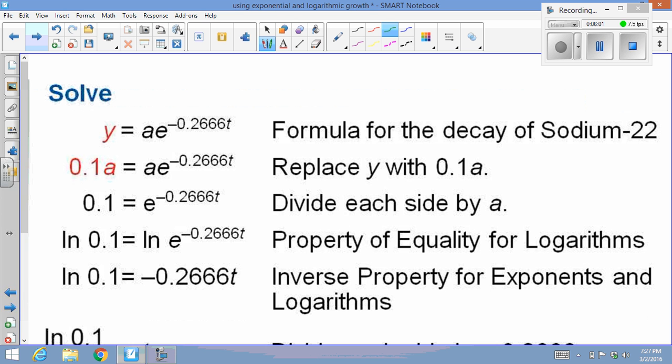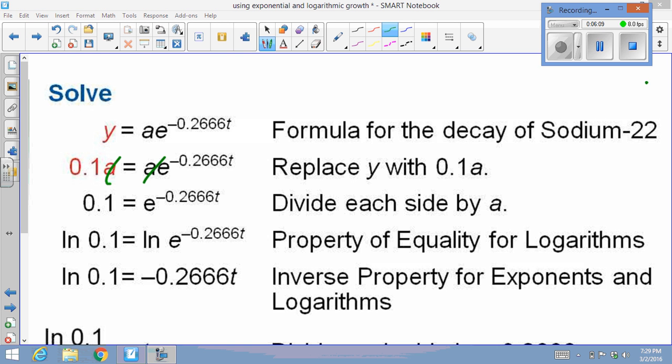Then I need to divide both sides to solve, so I'm going to divide both sides by A. Those A's are going to cancel out. After you've divided the A on both sides, I'm left with 0.1 equals e to the negative 0.2666t. Again, we need to solve for t. In order to solve, since it's in our exponent, we're going to take the natural log of both sides since I have an e in my equation. So I have the natural log of 0.1 equals the natural log of e to the negative 0.2666t.